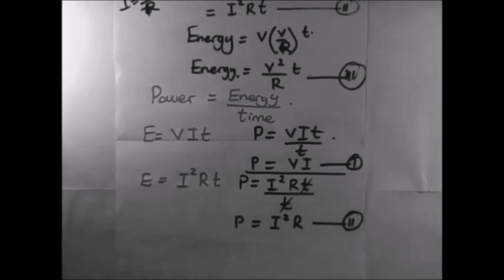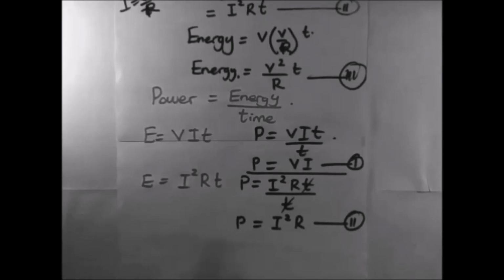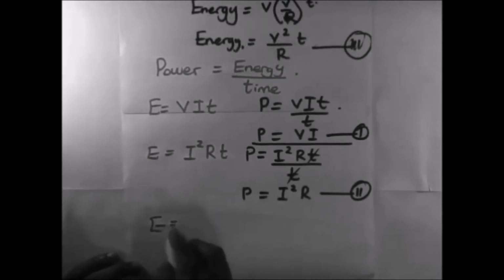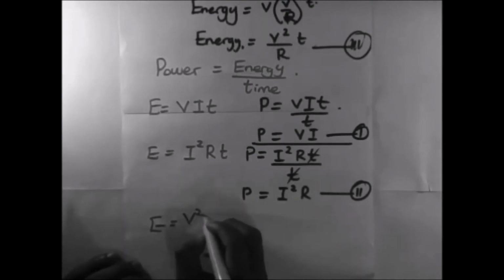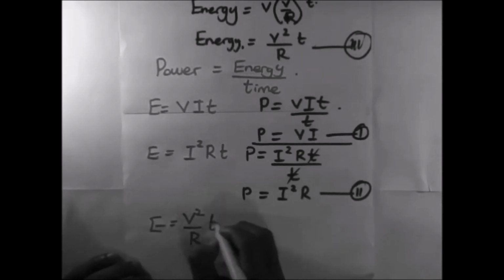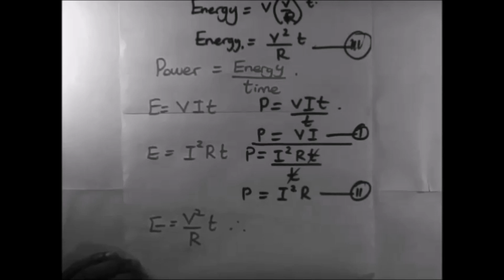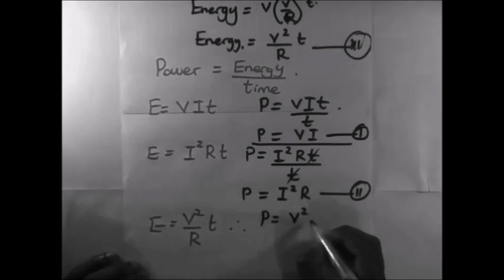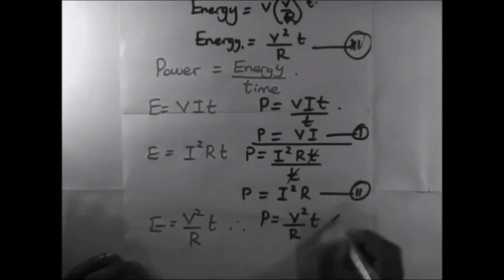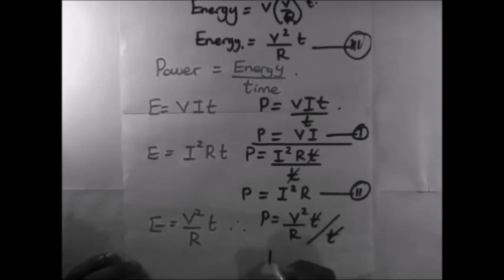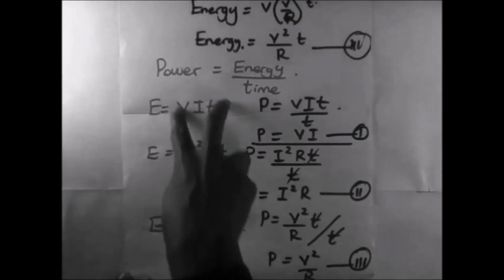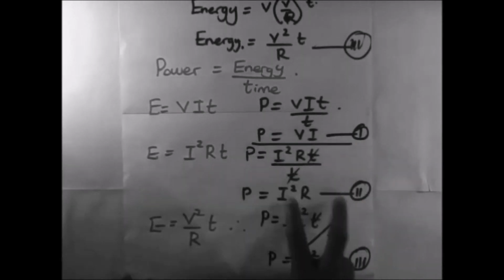That's our second expression. And our third expression: energy E is equal to V squared over R times T. So our value for power will be V squared over R T, divided all by T. This T will die, so you have power as V squared over R. So those are our expressions for energy, and these are our expressions for power.